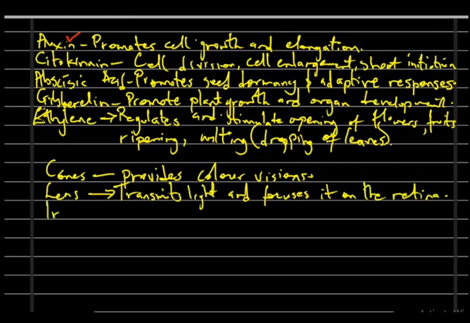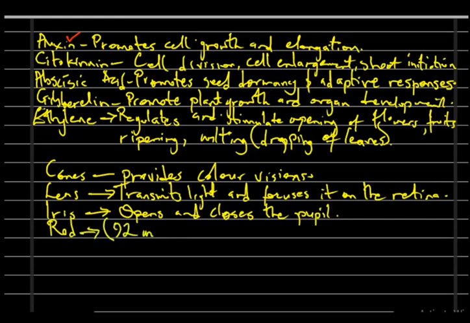We have the iris. Its function is to open and close the pupil. That is the function of the iris. We have the rod. And we have so many rods in our eyes, over 92 million in the human eye. Their function is to detect dim light, used for peripheral and night vision.